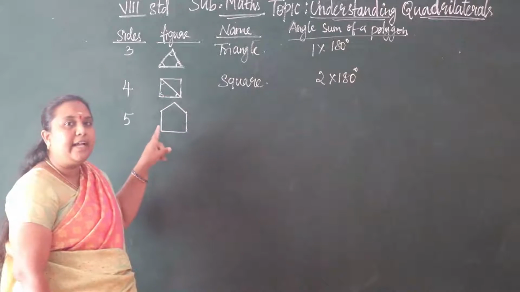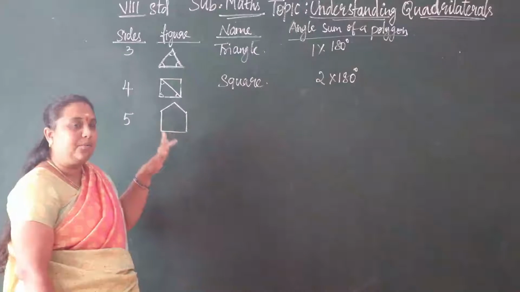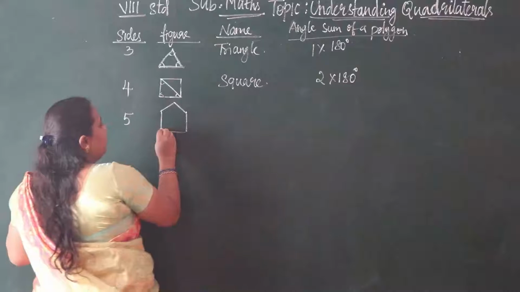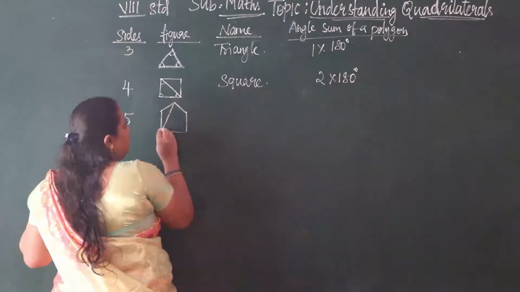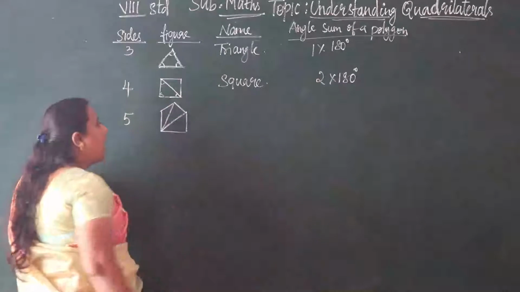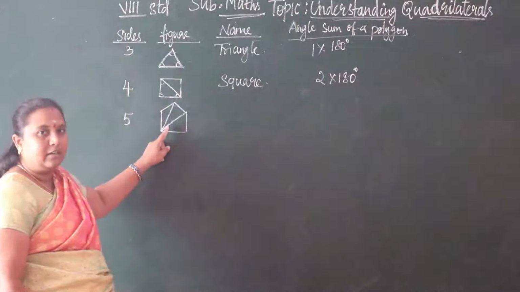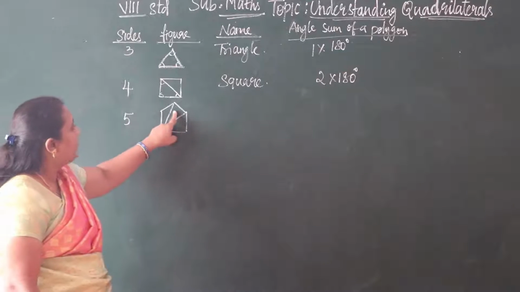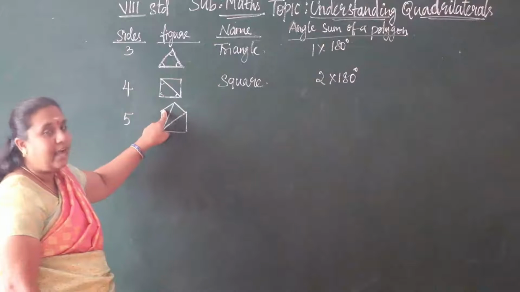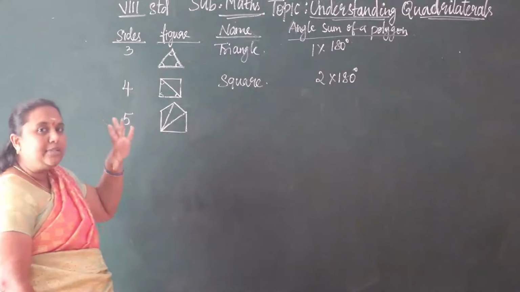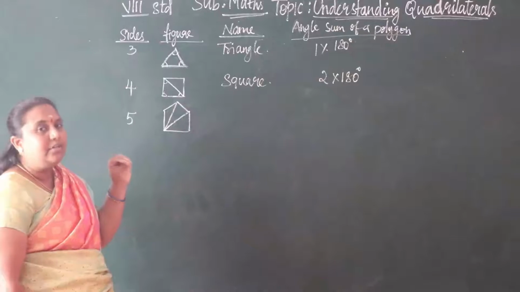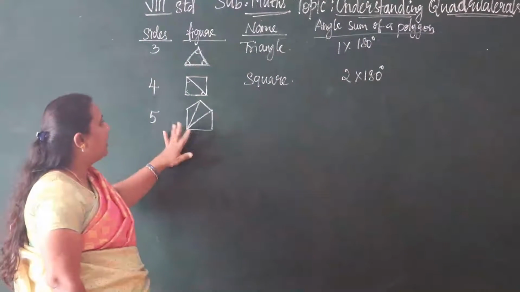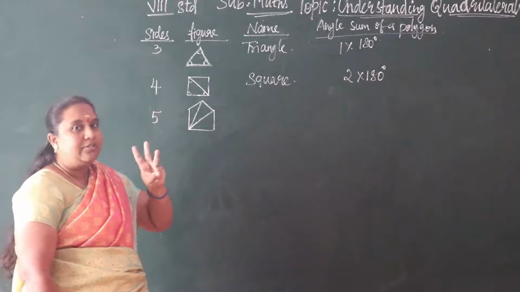Here we can take any one of the vertices and draw the diagonals from that vertex. We have to draw like this. Now how many triangles do we have here? See, one triangle, second triangle and third triangle. So in the five-sided polygon we have three triangles.